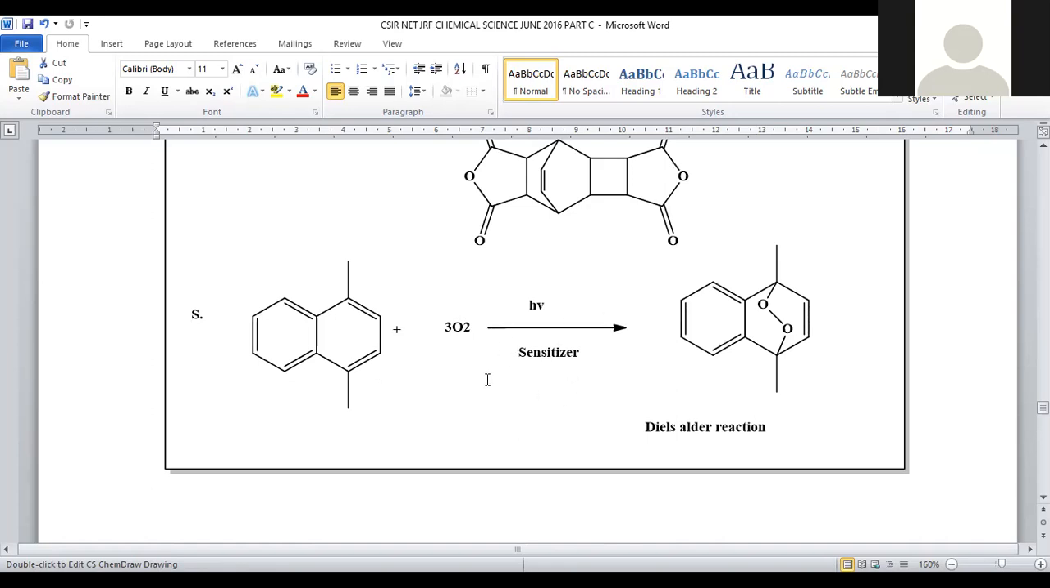That's why we need a sensitizer here. In the presence of the sensitizer, oxygen, being a double bonded compound with bond order 2, oxygen bonded with another oxygen with a double bond, works like a dienophile.